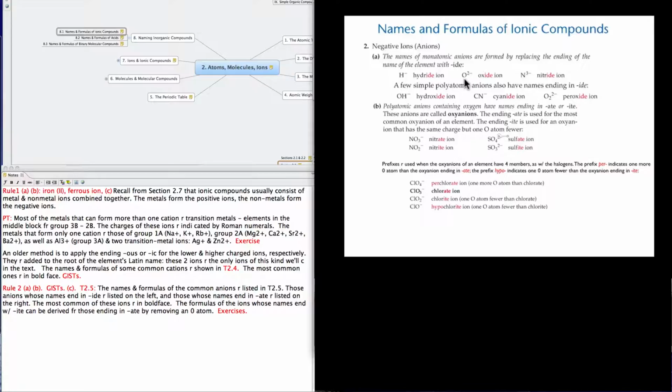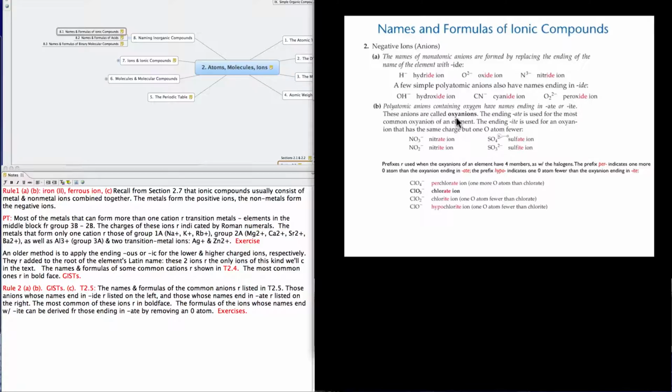If it's from oxygen, it's called oxide ion. If it's from nitrogen, it's called nitride ion. A few examples of polyatomic anions also have names ending in "ide." For example, you have hydroxide ion, cyanide ion, peroxide ion. Polyatomic anions containing oxygen have names ending in "ate" or "ite."